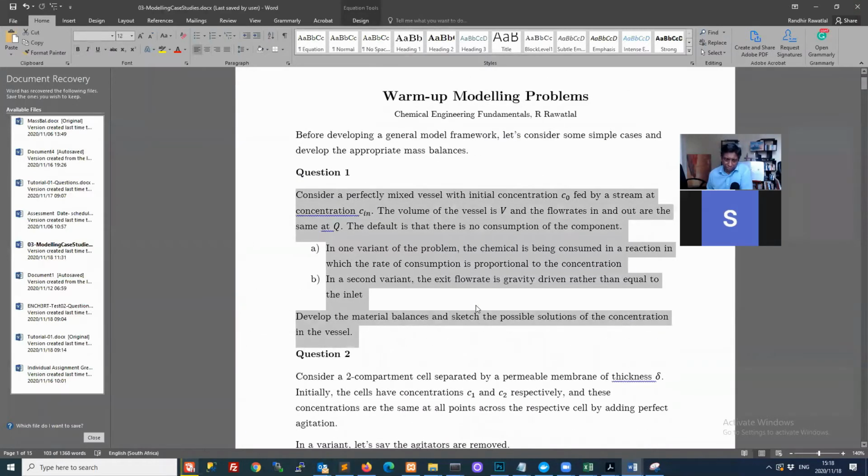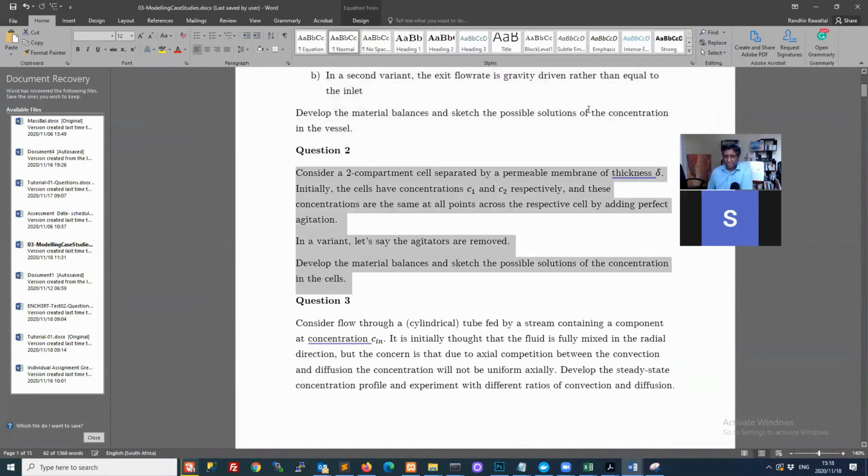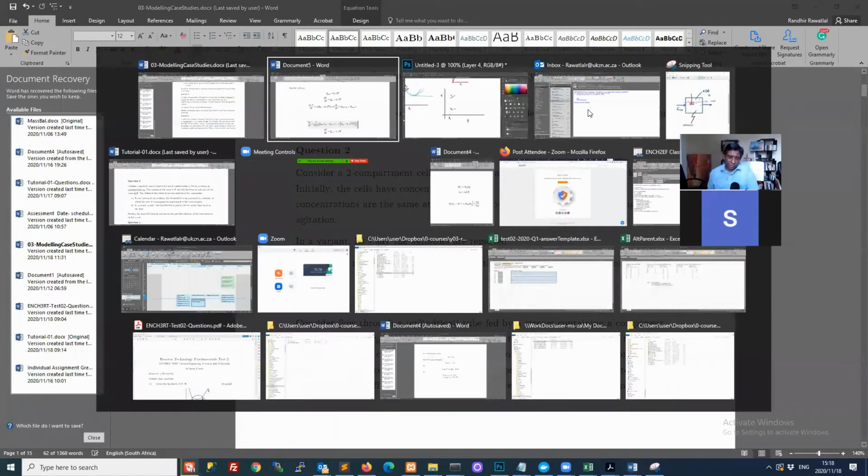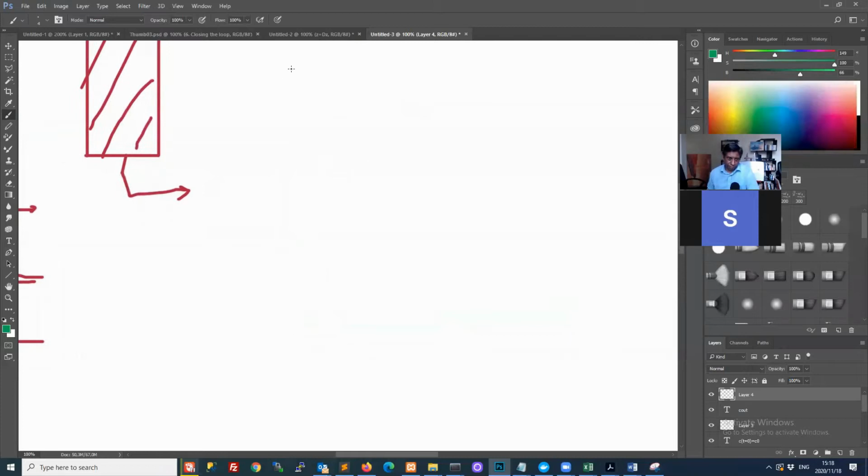Your perfectly mixed vessel. In the next problem, you've got a two-compartment cell. I'd like you to work on that one by yourself. Let's just read it though. Here you have a two-compartment cell separated by a permeable membrane. Again, just to sketch that out, you've got two compartments separated by a membrane.